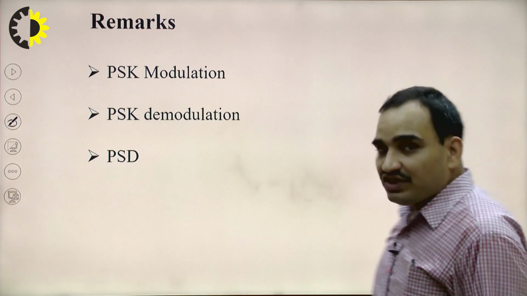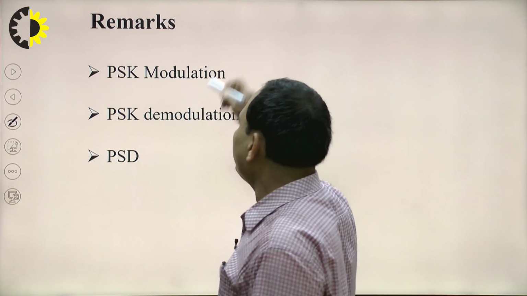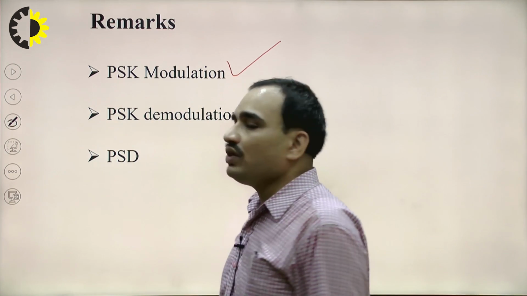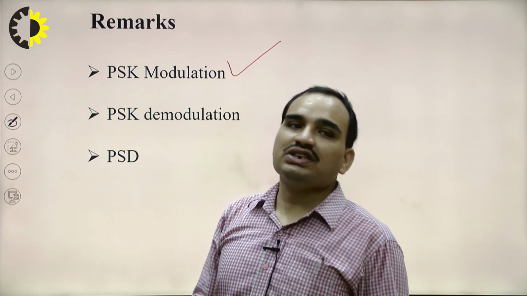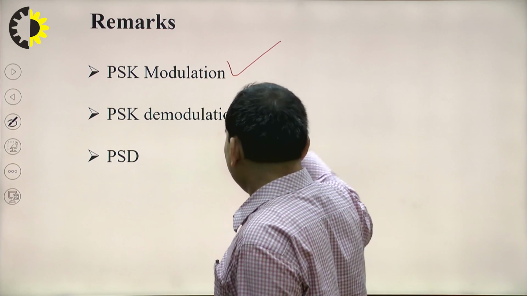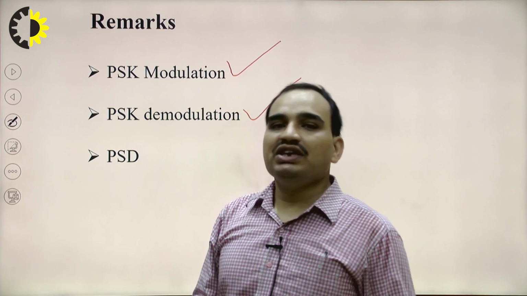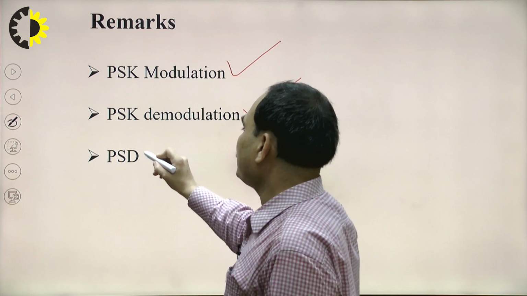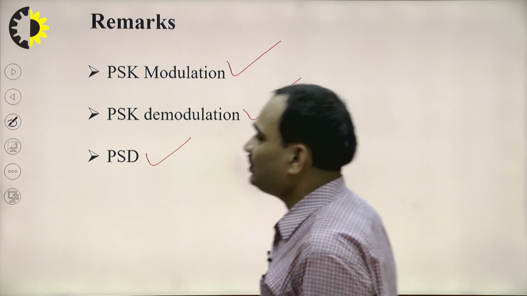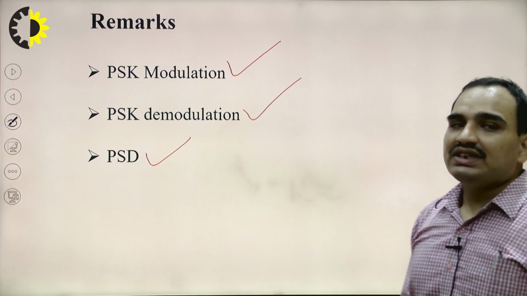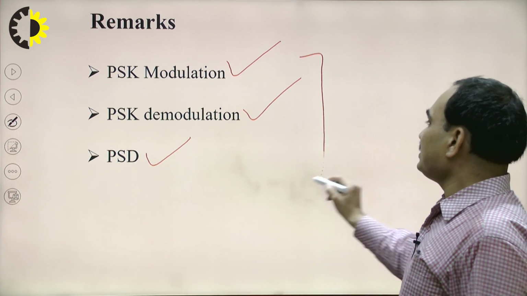In this lecture we have discussed how we can generate the PSK signal, that is how we can modulate PSK. Similarly, we have discussed how we can demodulate a PSK modulated signal, and we have discussed the power spectral density of the BPSK signal.